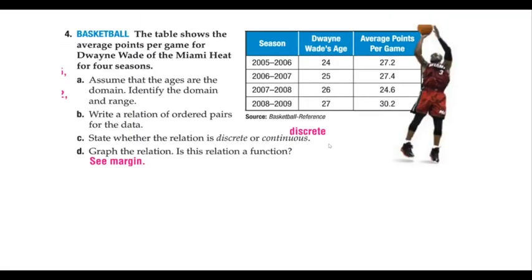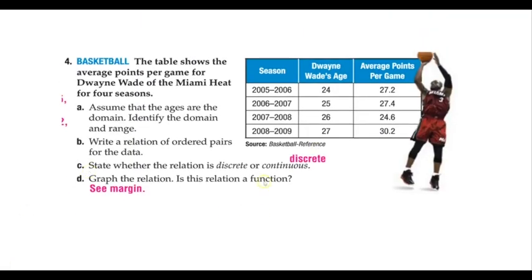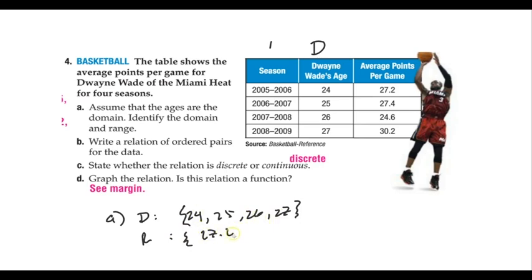Let's move on to this Dwyane Wade question. So here's our first application problem. First, assume the ages are the domain. They're right there. Identify the domain and the range. You want the age to be the domain. Domain would be 24, 25, 26, and 27. The range, let's do points per game. Notice I did curly brackets because I'm listing stuff out, so I always do curly brackets when I do a list. 27.2, 27.4, 24.6, and 30.2.